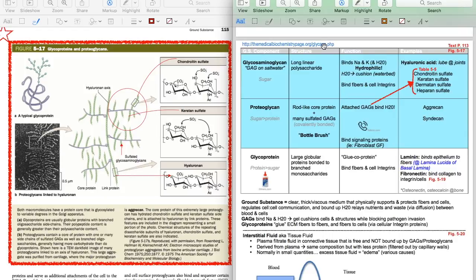But you say, wait, glycosaminoglycan. Wouldn't that be confusing because glycosaminoglycan ends in can? So I don't want to just remember can, aggrecan. I could get that confused with glycosaminoglycan. But no, you won't, because you know the GAGs.